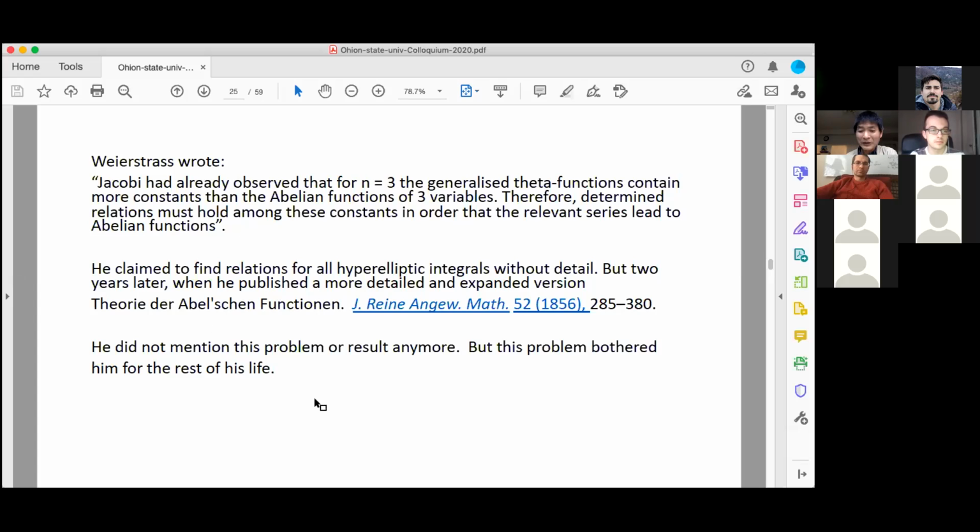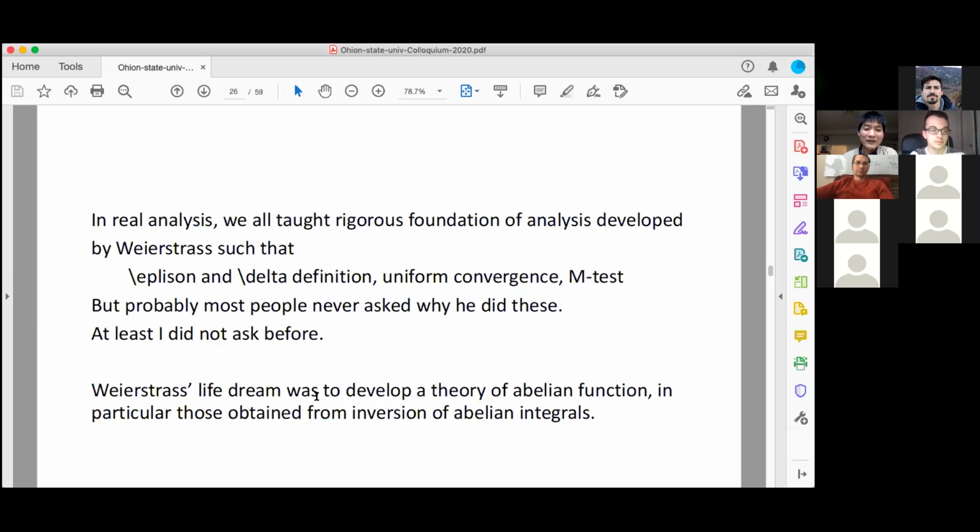So here's another question. I'm teaching real analysis, a serious calculus, this semester. We use the epsilon-delta definition, uniform convergence, the Weierstrass M test. I'm sure all of you have learned and studied that. Have you ever wondered why Weierstrass did that?